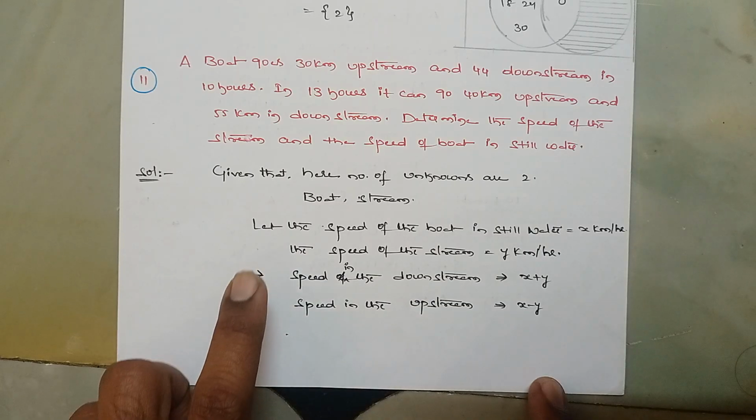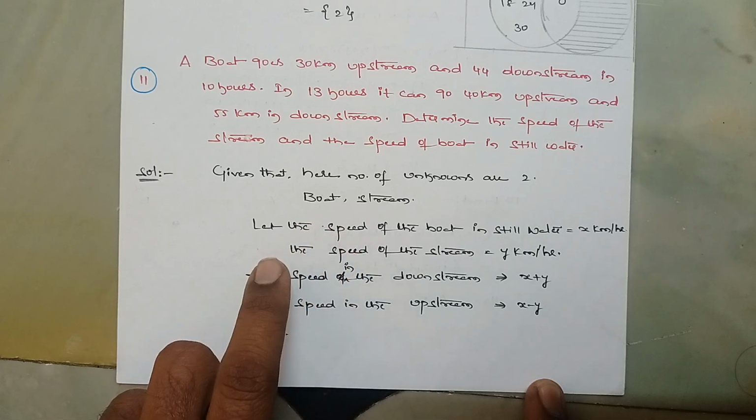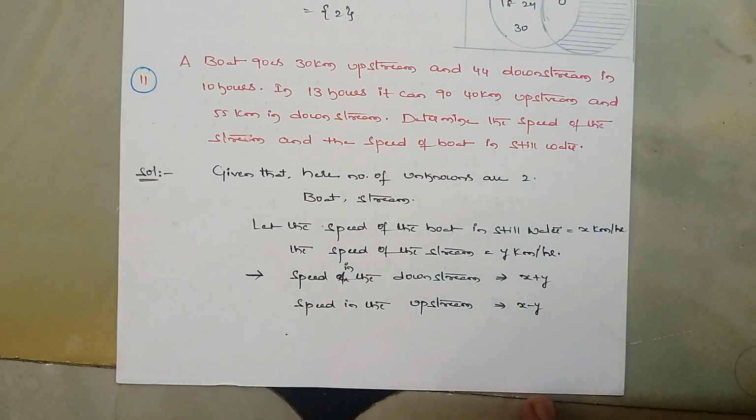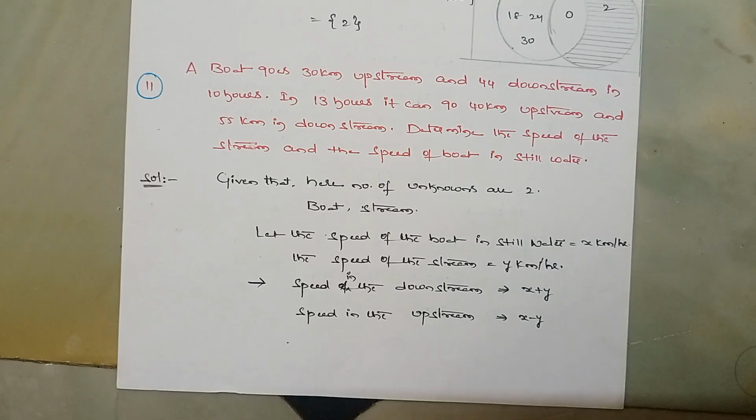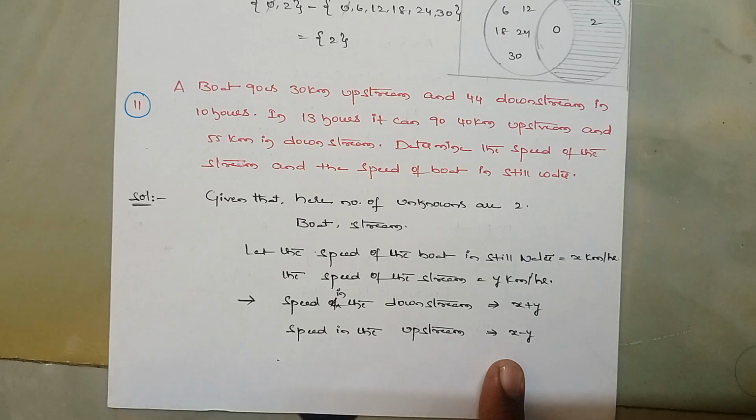Students, in this scenario, what are the two unknowns here? The boat and the stream. So let the speed of the boat in still water be x kilometers per hour, and the speed of the stream be y kilometers per hour. Speed in downstream is x plus y, and speed in upstream is x minus y. These are the steps to be taken when we are talking about boat sums.